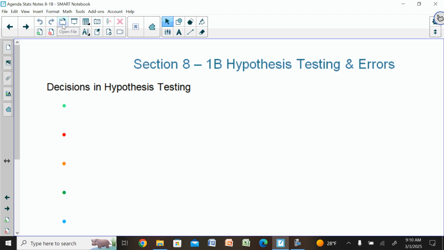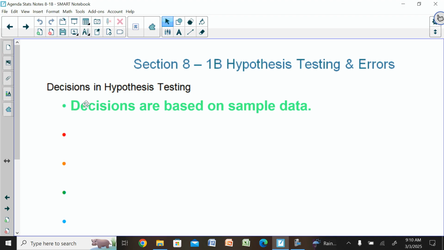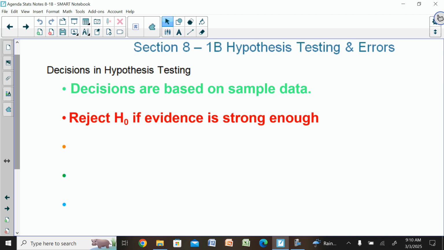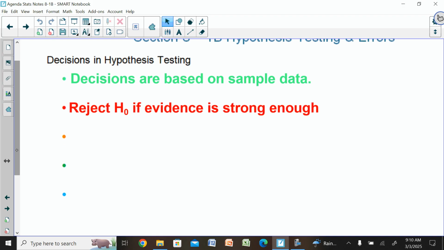First of all, when we make decisions in hypothesis testing, the decisions are based on our sample data. We're going to collect data and calculate X bar, and then make a decision about mu. Remember, we're always using our point estimate or sample statistic to make a decision about our population parameter. We will reject H sub O if our evidence is strong enough. Remember, H sub O is our null hypothesis, which is always a statement of equality.